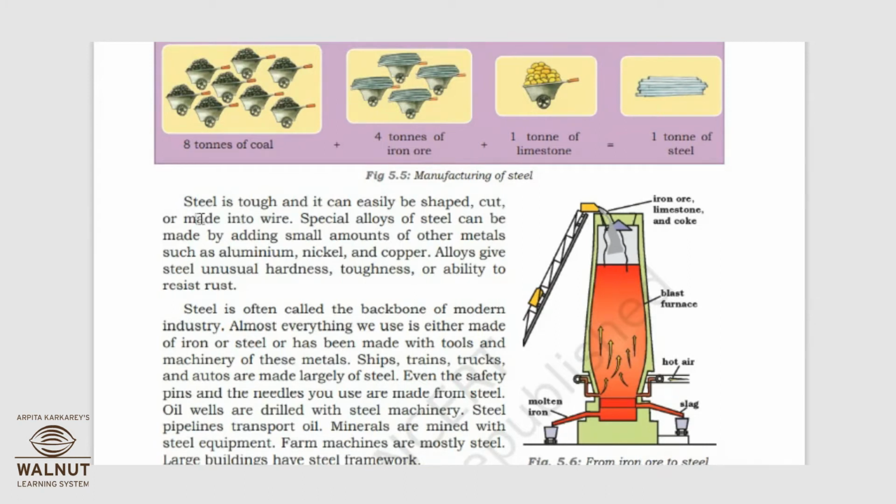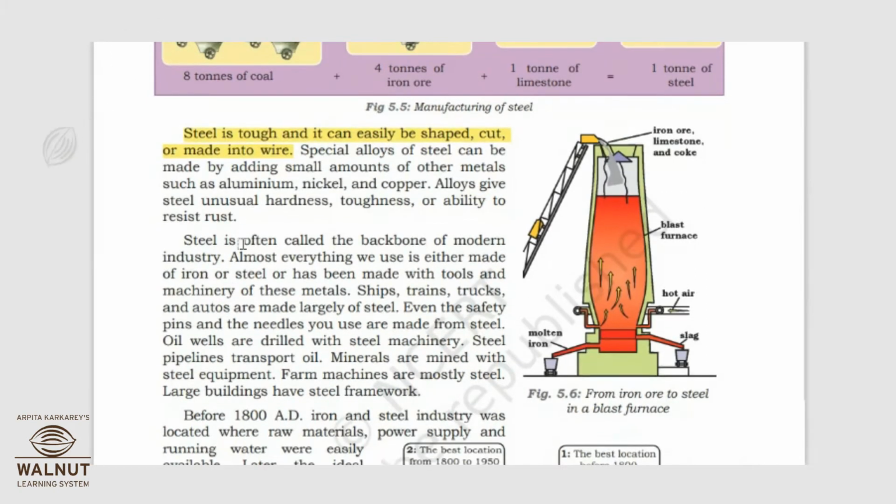Okay, now see, this steel is also useful because it can be cut into various shapes. It can be made into wires also. These are the things that are required in different industries as well as for our everyday use also. That is why it is called the backbone of modern industry.